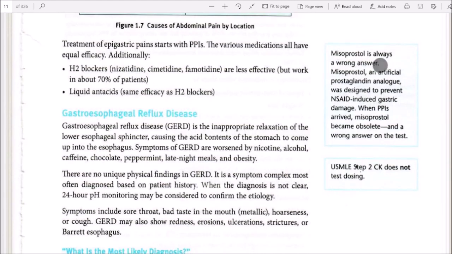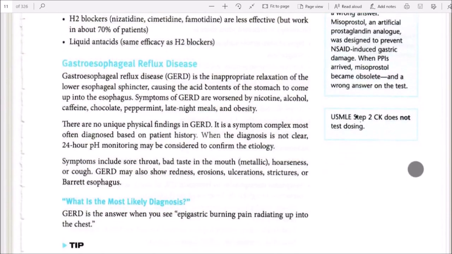Misoprostol is always the wrong answer. Misoprostol, a prostaglandin analog, was designed to prevent NSAID-induced gastric damage. When proton pump inhibitors arrived, misoprostol became obsolete and a wrong answer on the test.